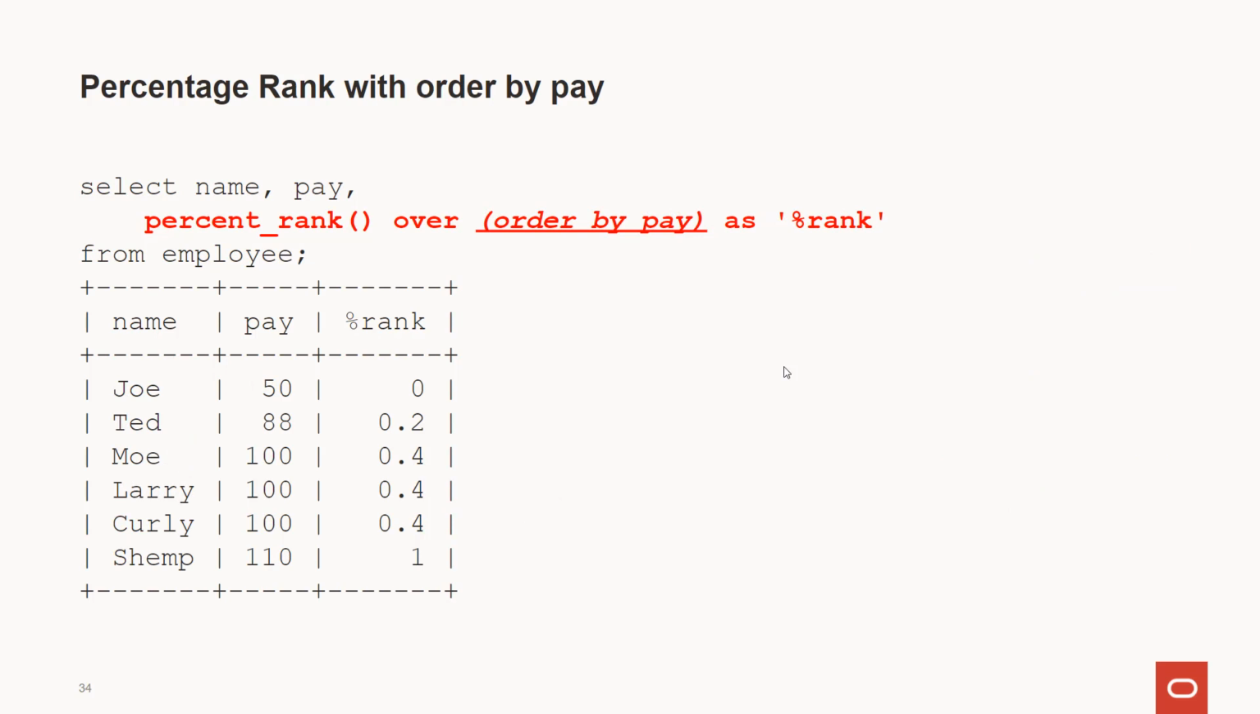So let's take a look at percent rank by pay. We're going to select name and pay and get the percent rank, which we're going to nickname percent rank, and we're going to order it by pay. So this time Joe, being paid 50, doesn't show up, but Ted is 20%, and as we add Joe, Ted, and Mo together, we have 40% of our overall pay now represented in this table.